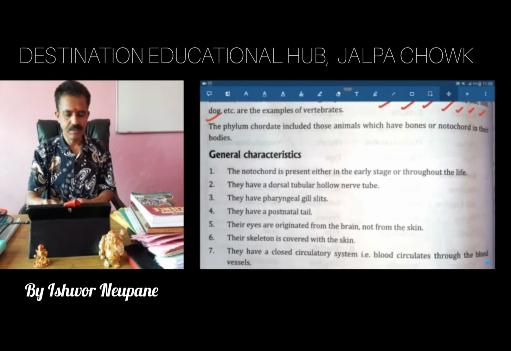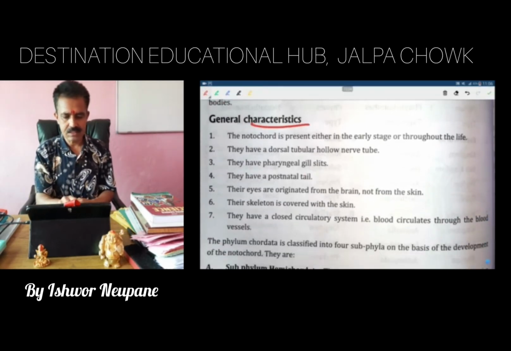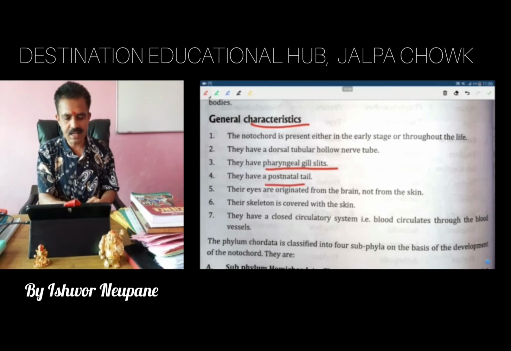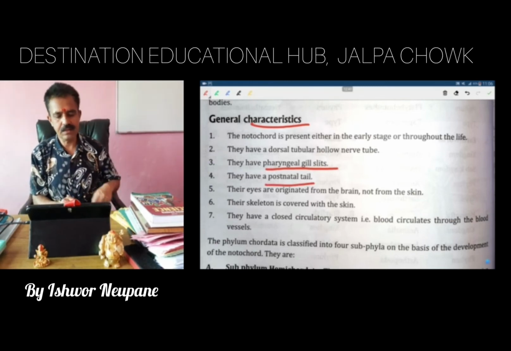What are they? Number 1, characteristics. They have pharyngeal gill slits. So in the next slide, you have seen fish, no? They have got gills, but we have got pharyngeal gill slits. You just press like this in yours, you will get it. Second one is they have post-anal tail. One small tail is present in their body.